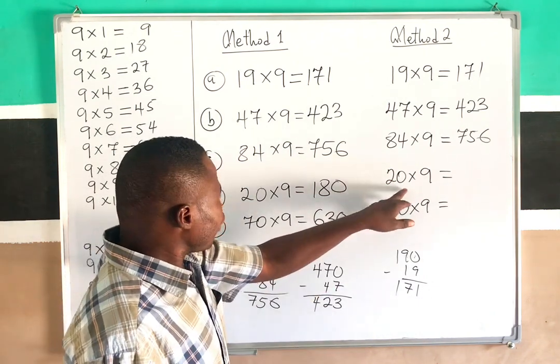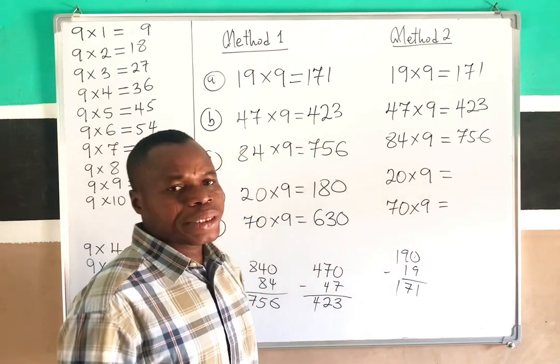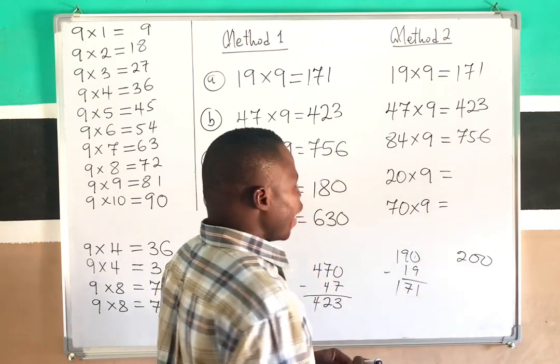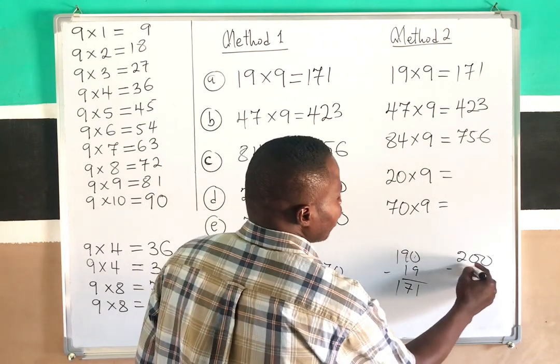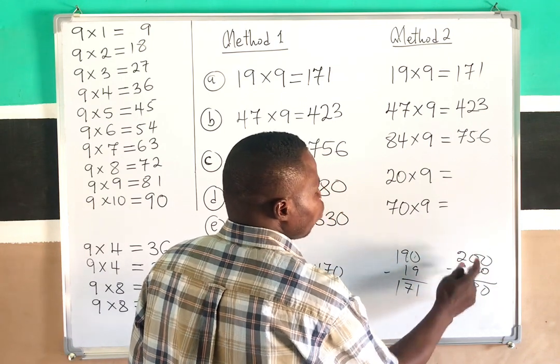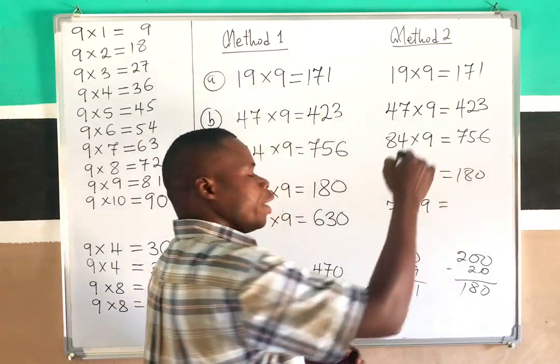Now, this example, 20 times 9. 20 times 9, I have to attach 0 to this, making it 200. Then after that, I will subtract the number again. I will subtract 20. This will be 0. Borrowing 1 here will make it 10. 10 minus 2, 8. Here will be 1. Then I'll write it 180.